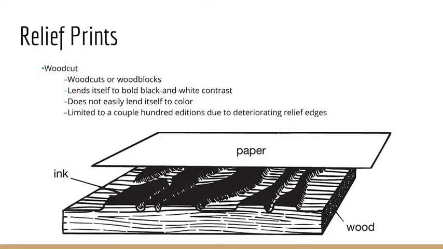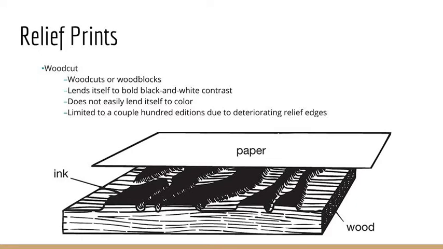Goodness, I should not be misusing these words if I'm the instructor. Anyway, different values of gray, for every different value you'd have to carve a different wood block. So usually people just do bold black and white prints with woodcut. It doesn't lend itself easily to color for the same reason. You could do 2 colors, but you'd have to carve 2 different pieces of wood for it.